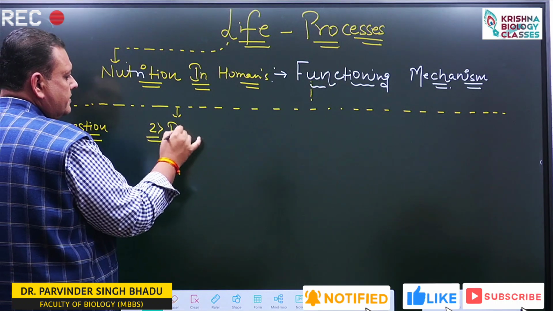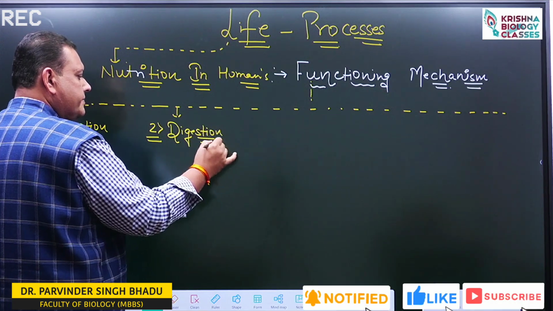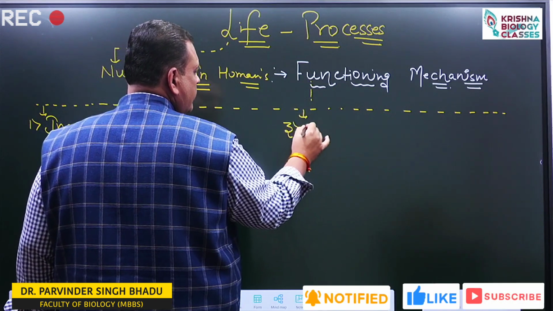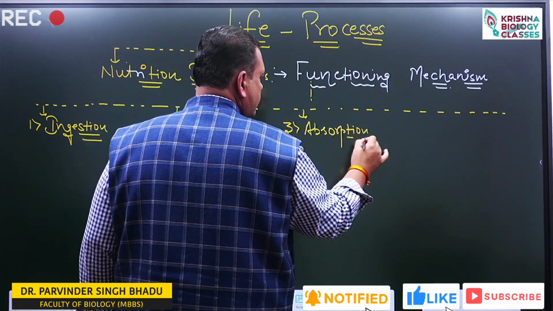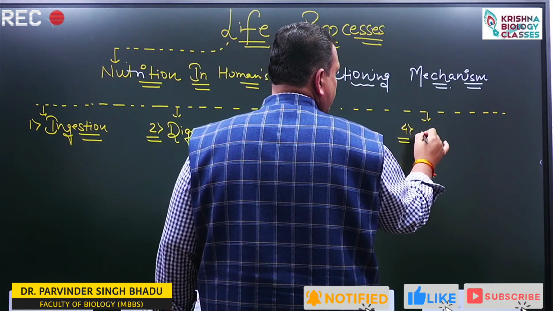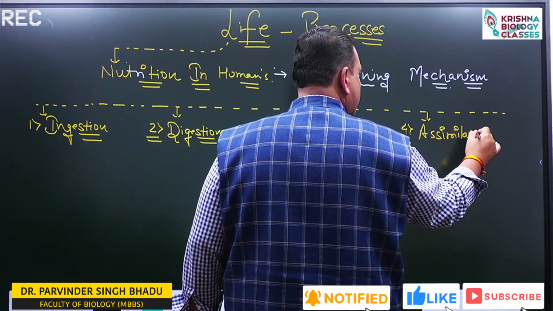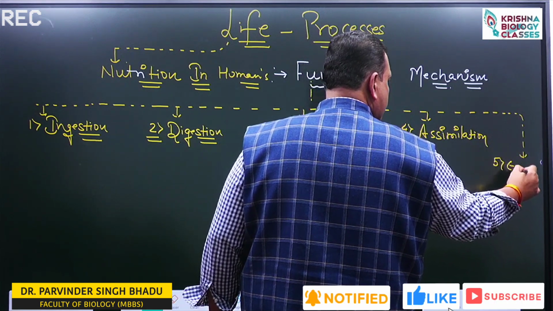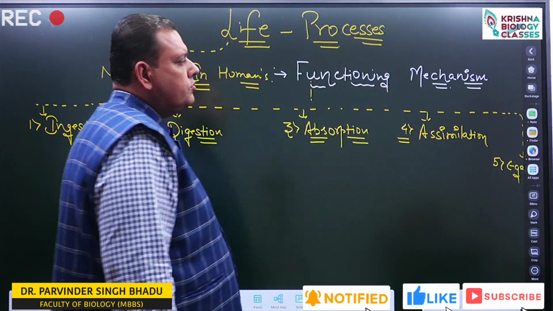Second step is the process of digestion. Third step is the process of absorption. Fourth step is the process of assimilation, and the fifth step is the process of egestion.